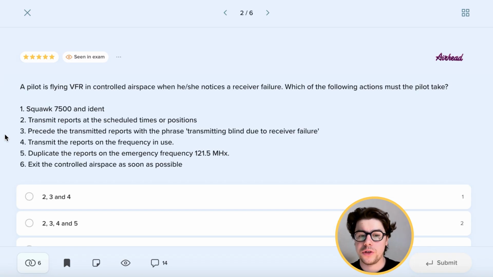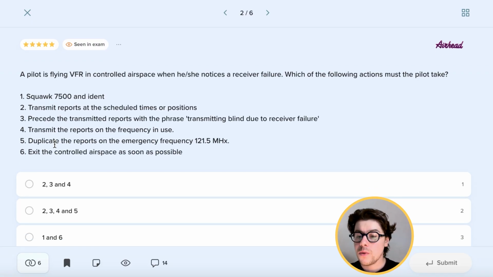Now for question number 2. A pilot is flying VFR in controlled airspace when he or she notices a receiver failure. Which of the following actions must the pilot take? So there are, of course, quite a few things that you need to know. The ones here are ICAO recommendations.